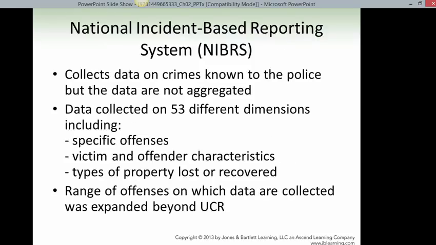The National Incident-Based Reporting System, NIBRS, collects data on the crimes known to the police, but the data are not aggregated. Data are collected on 53 different dimensions, including specific offenses, victim and offender characteristics, and type of property lost or recovered. The range of offenses on which data are collected was expanded beyond the UCR.